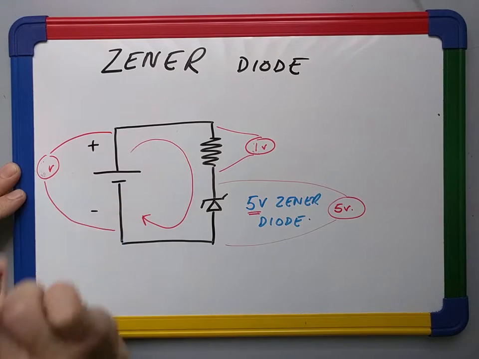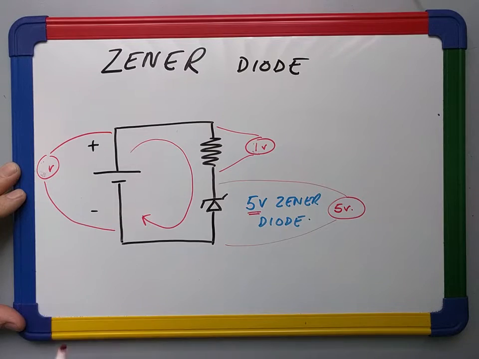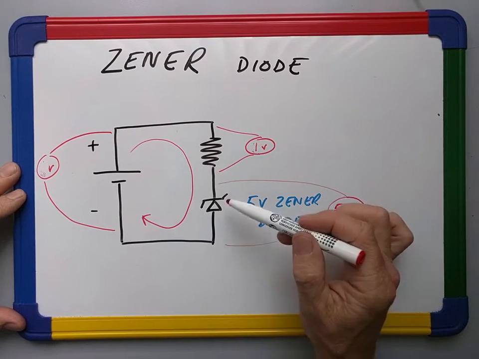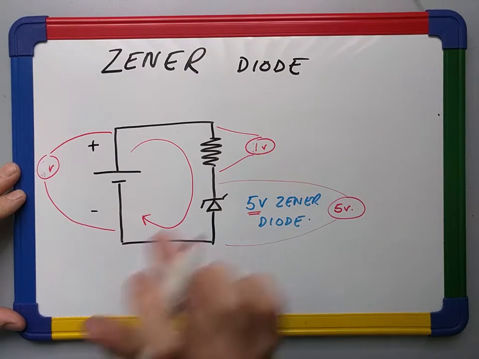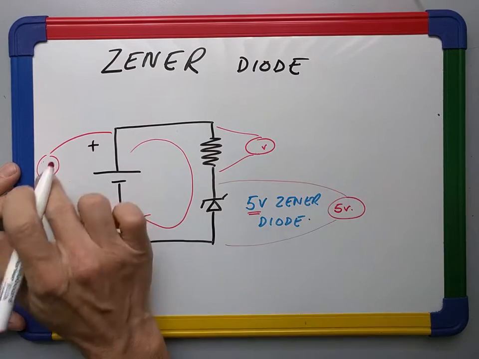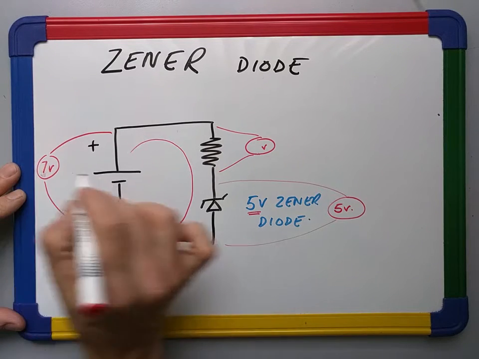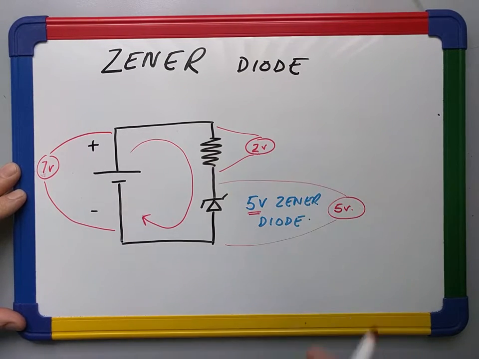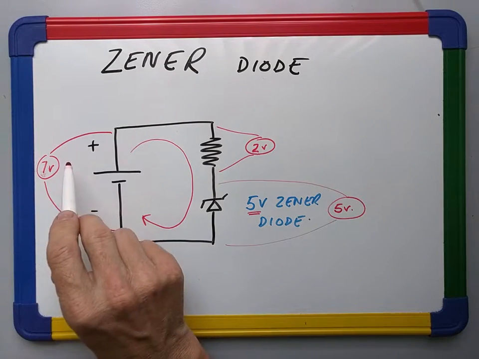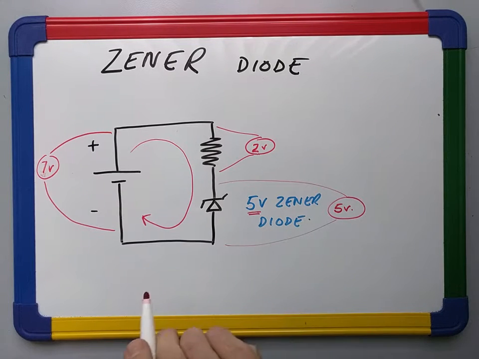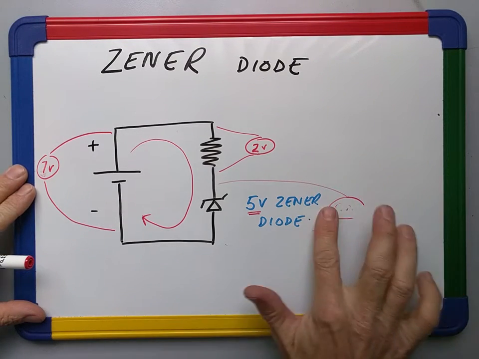However, once the battery voltage drops below 5 volts, there will no longer be any current flowing because we need at least 5 volts here to cause the current to flow. So if we wind back to the point where the battery voltage was, let's say 7, we can see now that as the battery voltage dropped from 9 to 8 to 7 volts, the voltage across the zener diode remained 5 volts at all times.